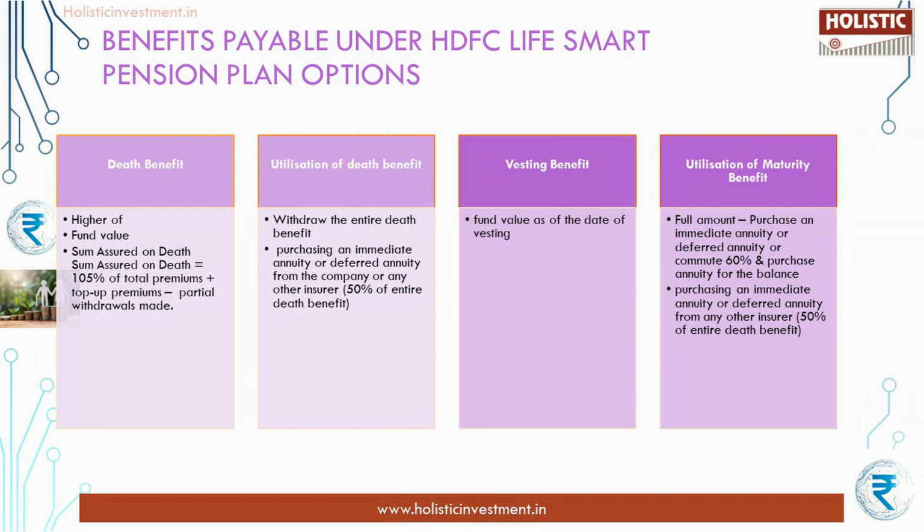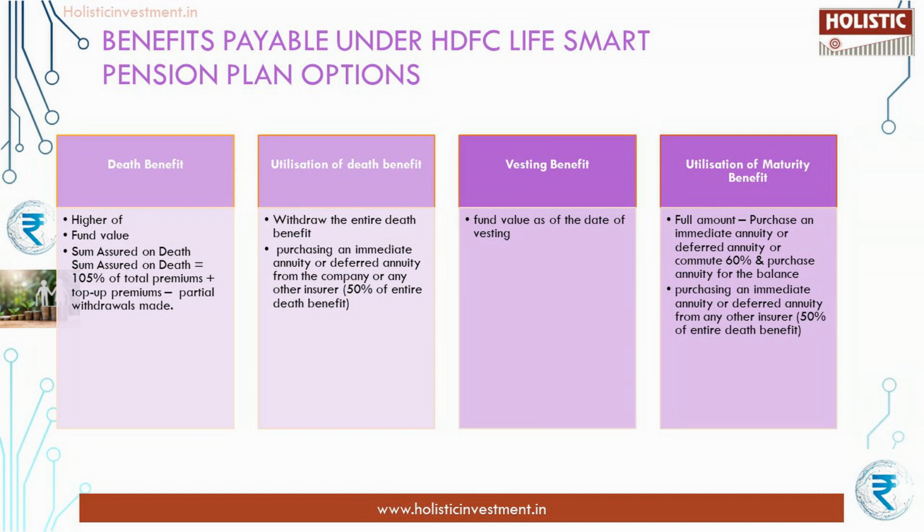Utilization of death benefit. On the death of the life assured before the vesting date, the nominee will have the following options. Either he can withdraw the entire death benefit under the policy, or he can utilize the entire death benefit of the policy or part thereof for purchasing an immediate annuity or deferred annuity at then prevailing annuity rate from the company, or purchase an annuity from other insurer at then prevailing annuity rate to the extent of 50% of the entire death benefit.